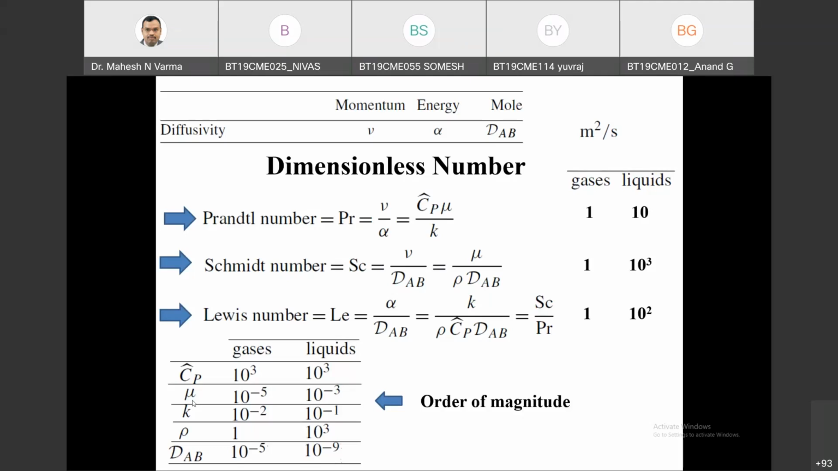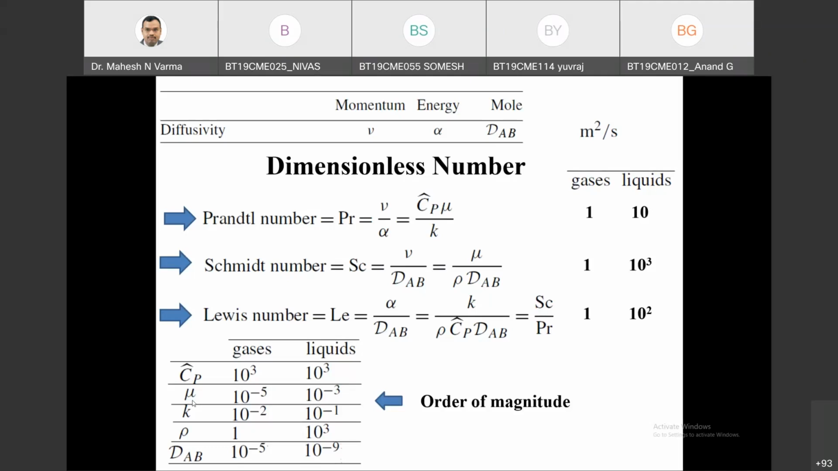Primarily, this Prandtl number signifies simultaneous momentum transfer and heat transfer. Schmidt number signifies simultaneous momentum transfer and mass transfer, while Lewis number signifies simultaneous heat transfer and mass transfer. So based on the value of Lewis number and all, the dimensionless number is very important.